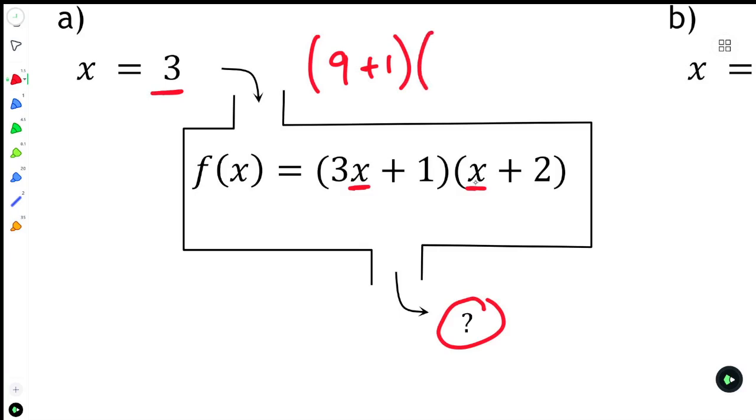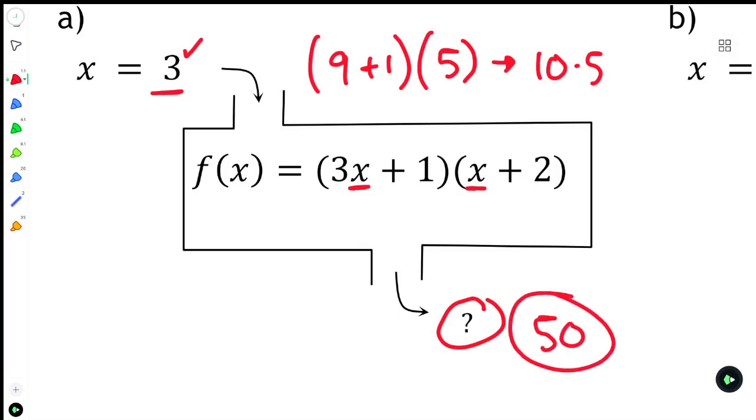And then the other set of parentheses, again, x is 3, right? That's the input. The input is 3, and 3 plus 2 more would give me a 5. So this is going to be times a 5. 9 plus 1 is 10. So what we're looking at here is 10 times 5. So the output would be the number 50. If 3 goes into this function, the number 50 comes out of it.